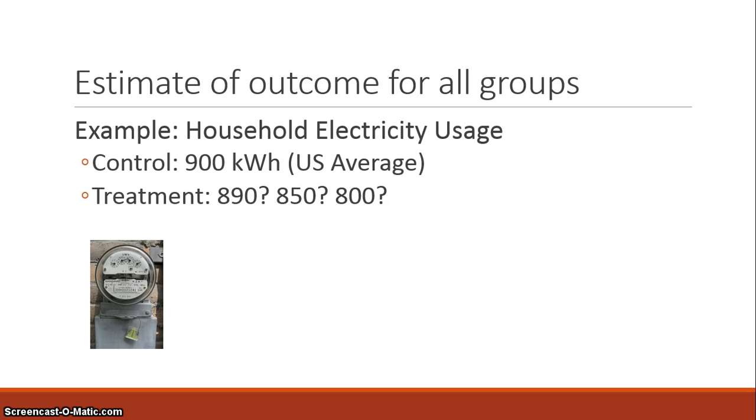We also need your best estimate of the outcome in both the control and treatment groups. Let's say you were looking at household electricity usage. You can get an estimate for the control group by looking at current usage. The average in the US is currently 900 kilowatt hours per month. We then need your estimate of how much the intervention will decrease the usage of people in the treatment group. Will they use 880 kilowatt hours? 850, 800?